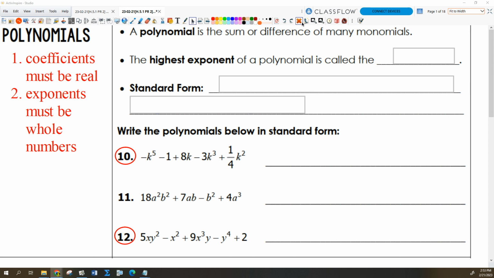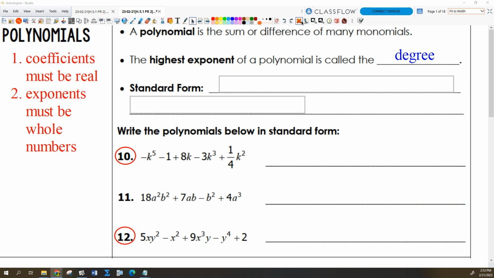When we talk about polynomials, probably the most important thing to know is the biggest power of the variable, and that determines what's called the degree of the polynomial. As we're going to see in the coming days, the degree of a polynomial determines its end behavior. We're not going to talk about that today, but that's coming soon. So the highest exponent is called the degree.